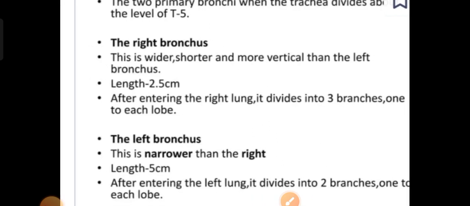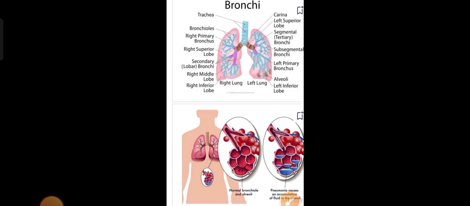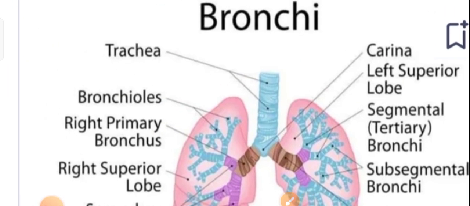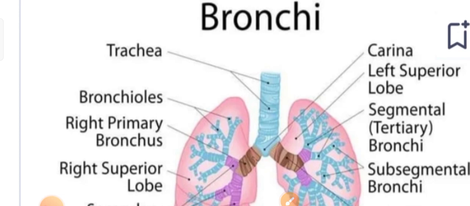The left bronchus is narrower than the right. It has only two lobes, the superior and inferior. That's it. See here the lung, parts of the lung and the bronchi.